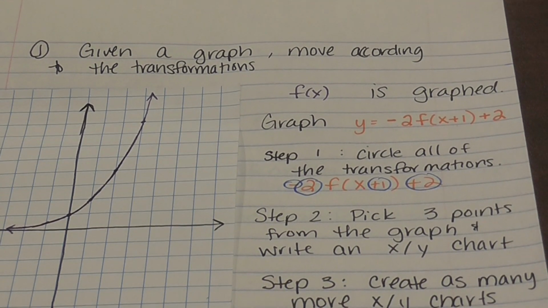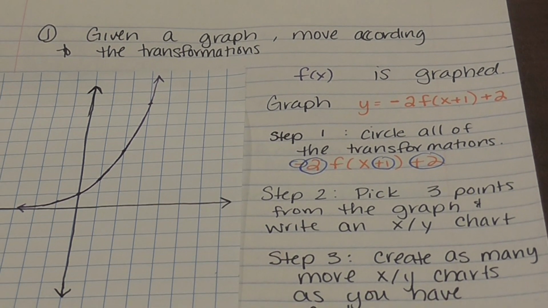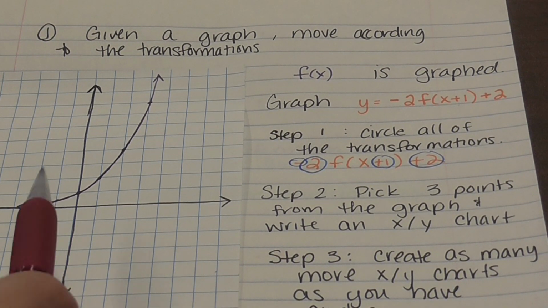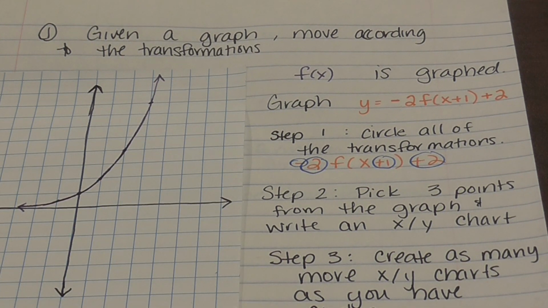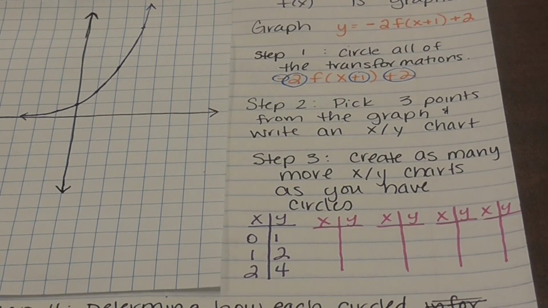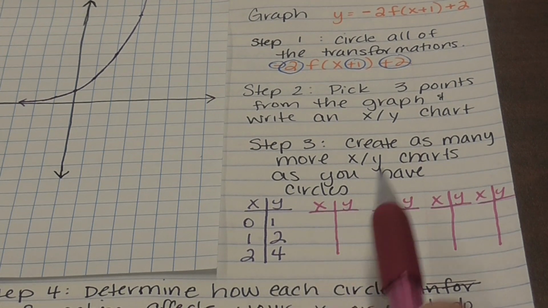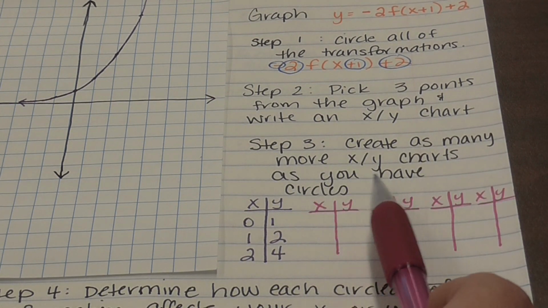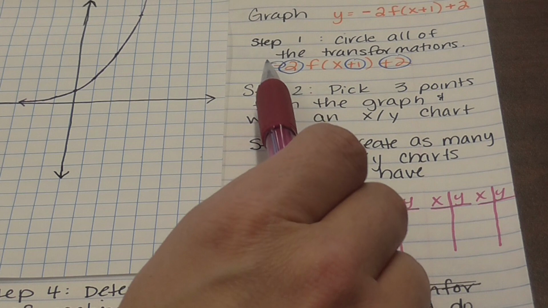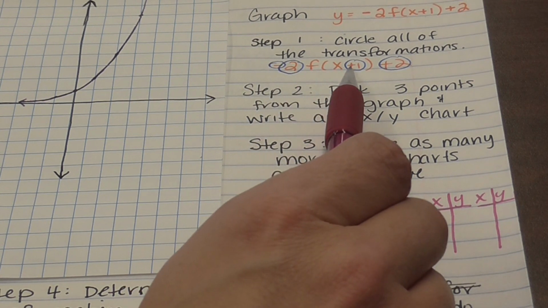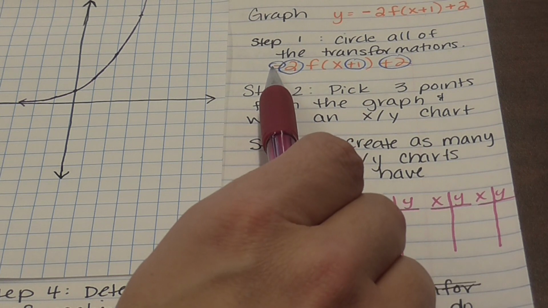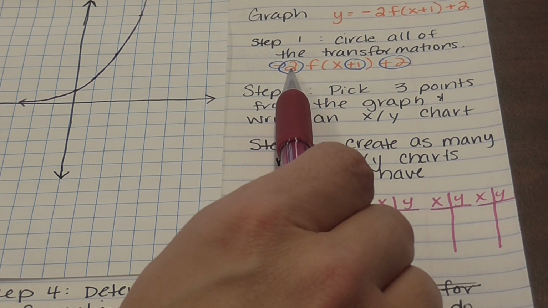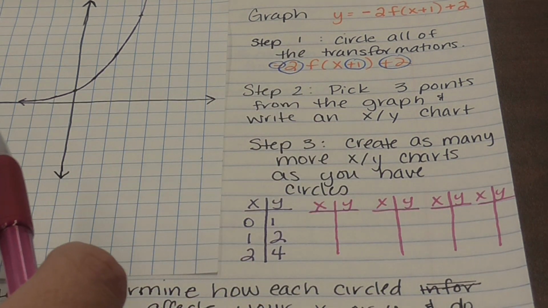All right, so then I'm going to pick 3 points from the graph and put them on an xy chart. I picked the points (0, 1), which is right here, (1, 2), and (2, 4). And I just put them on an xy chart. Okay? And then I want to create as many more xy charts as I have circles. So I'm going to look back up here and I have 1, 2, 3, 4 circles. This negative is separate from the 2 because the negative is what flips it up and down and the 2 stretches it, so it's two different things.